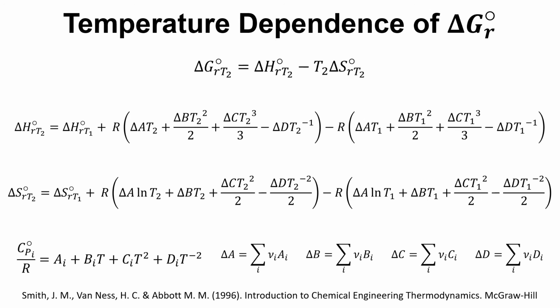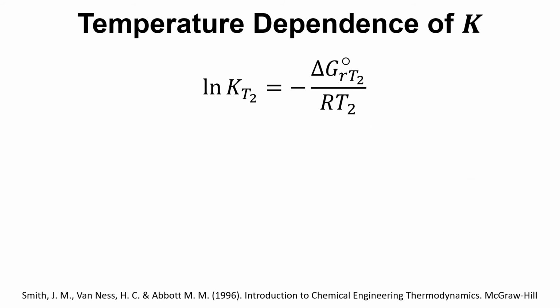so that depends on having a Cp in the form of Cp divided by R equals A plus BT plus CT squared plus DT to the minus 2. Now that we know that, we can plug all of those values in, get the delta G of reaction at the temperature that we're interested in, temperature 2. Temperature 1 is just the reference temperature where we have reference values for everything, and we're able to work out what the equilibrium constant is at that temperature.